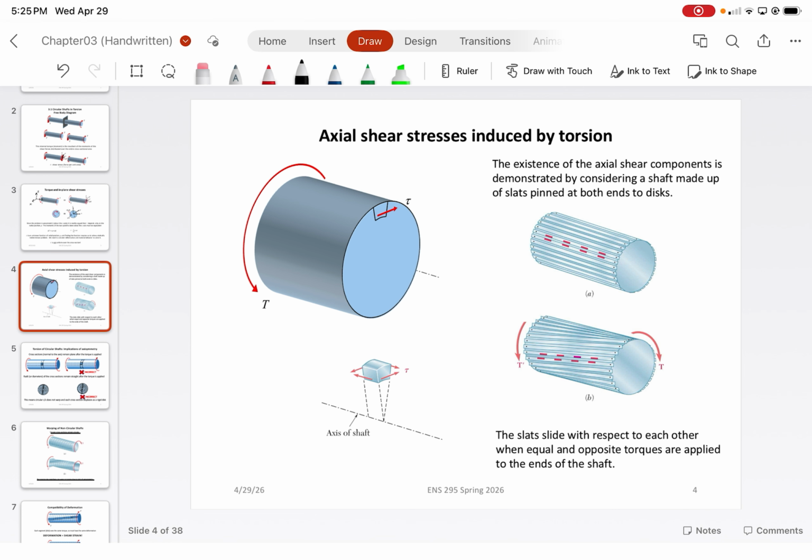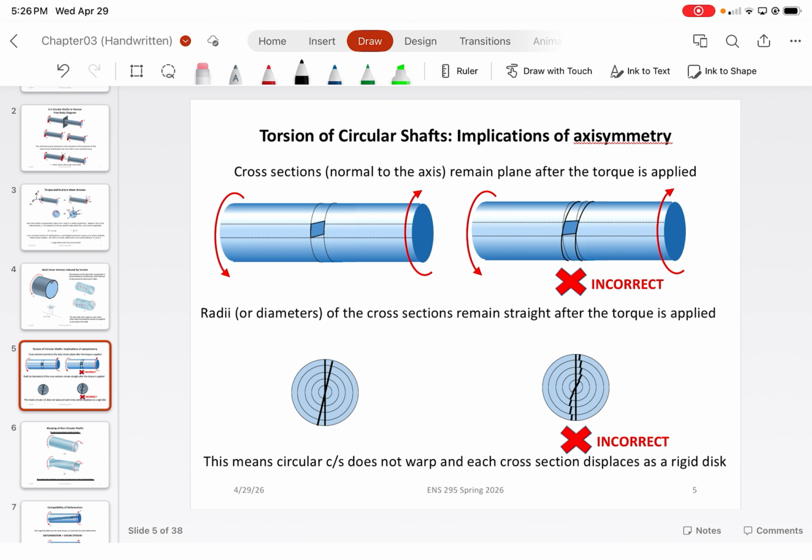The existence of the axial shear components is demonstrated by considering a shaft made up of slats pinned at both ends to discs. The slats slide with respect to each other when equal and opposite torques are applied to the ends of the shaft. What you guys will notice is from this torque, each of those slats will angle upwards some quantity, and that's going to become relatively important to some of our assumptions that we make about the shear stresses and shear strains.